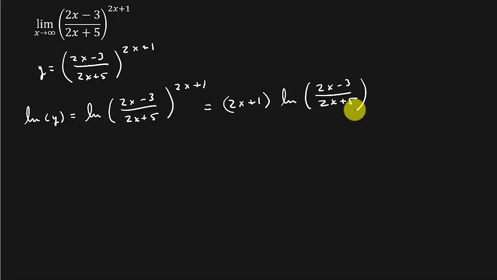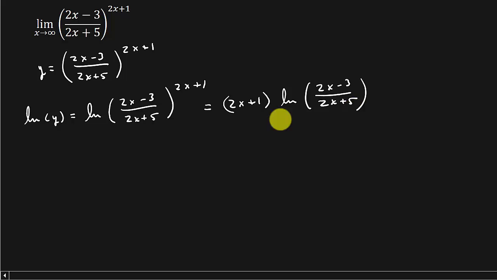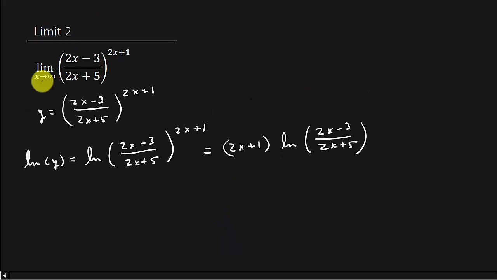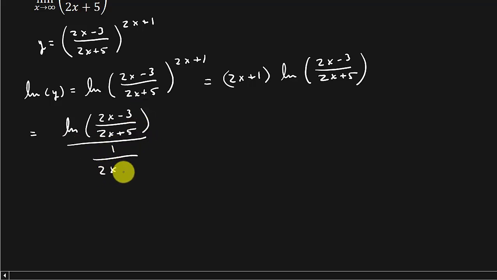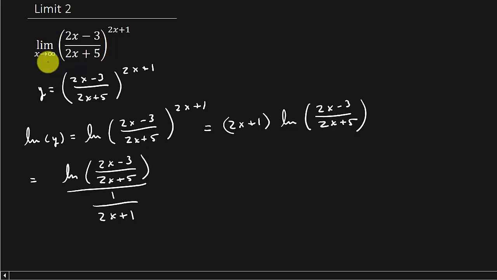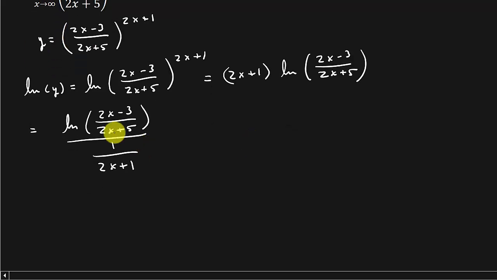So if you look at this, if we are taking the limit as x goes to infinity, this is infinity. This is 0, so we got infinity times 0. We can't have that. So let's rewrite this one a little bit. This is equal to the natural log of (2x minus 3) over (2x plus 5), over 1 over (2x plus 1). I wrote it as a fraction because in the end, we're taking the limit as x goes to infinity. So look at what happens here.